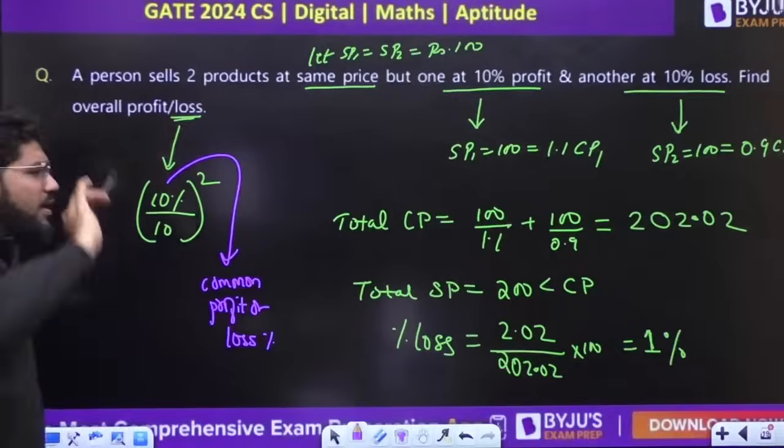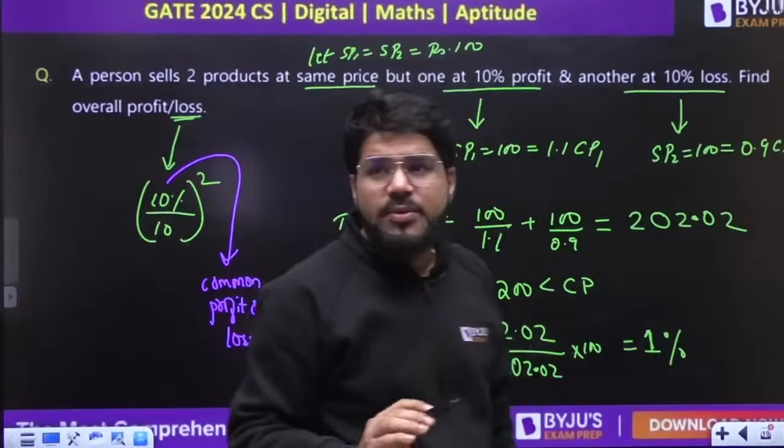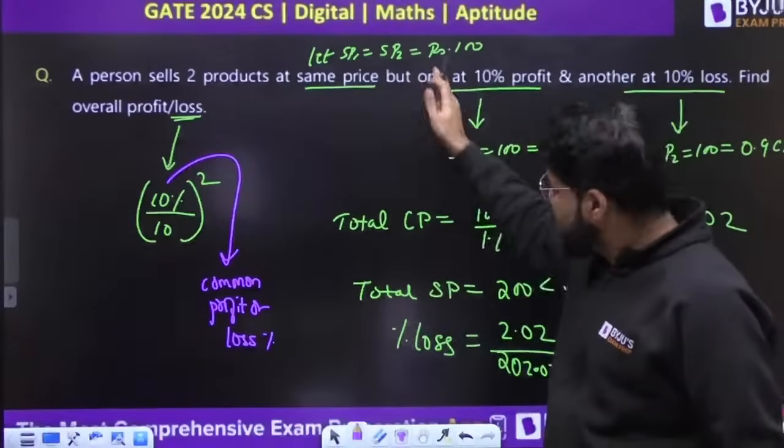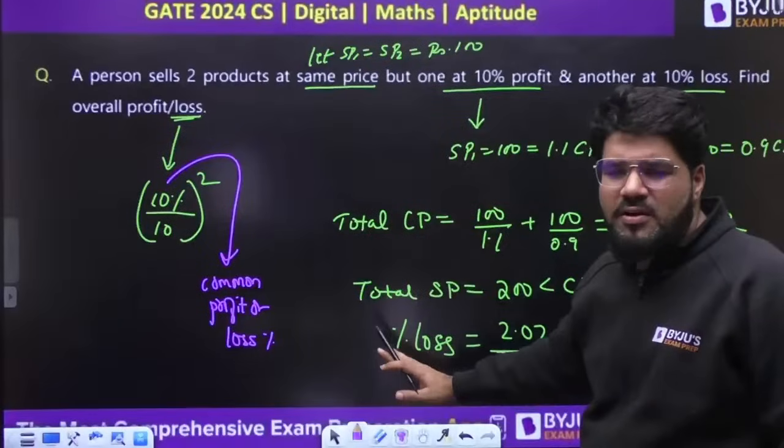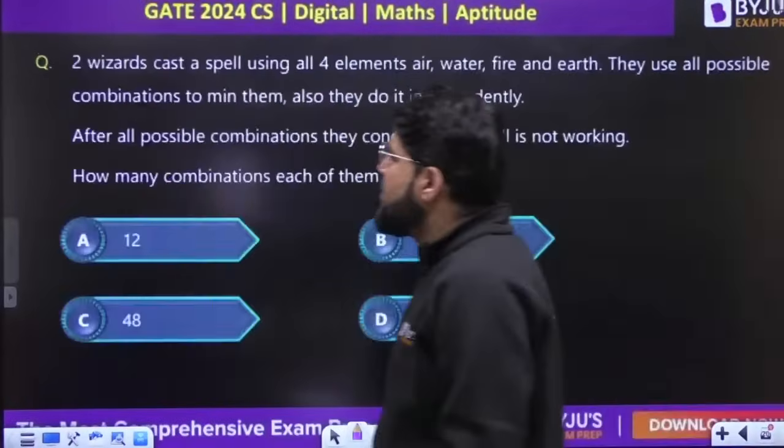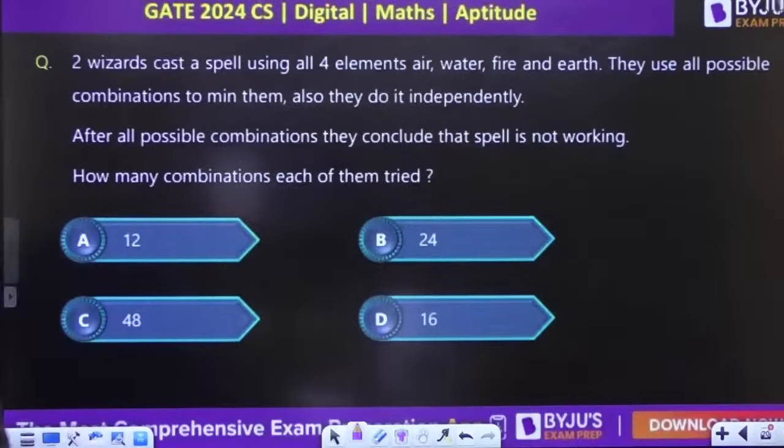Divide by 10 whole square. So this will come to 1, and 1 squared is 1. That is why the answer is 1. Okay, if you remember this, fine, otherwise the basics should be clear. No need to remember a lot of formulas. Okay, now this is an interesting question.